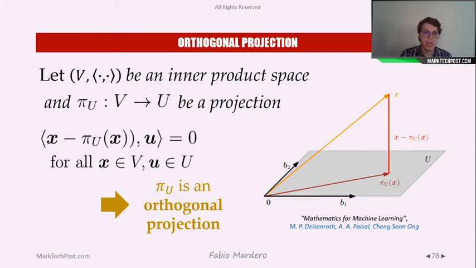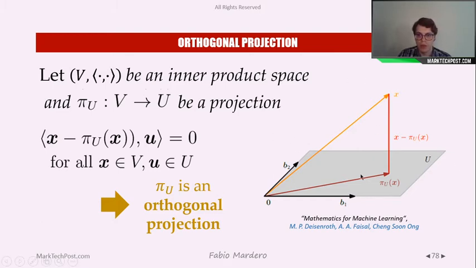So, let's take V as an inner product space. Let's define pi of U as a projection, where we make the subspace U explicit. If x minus the projection of x, computed against every vector u in our subspace U, has an inner product equal to 0, then this projection is said to be an orthogonal projection.